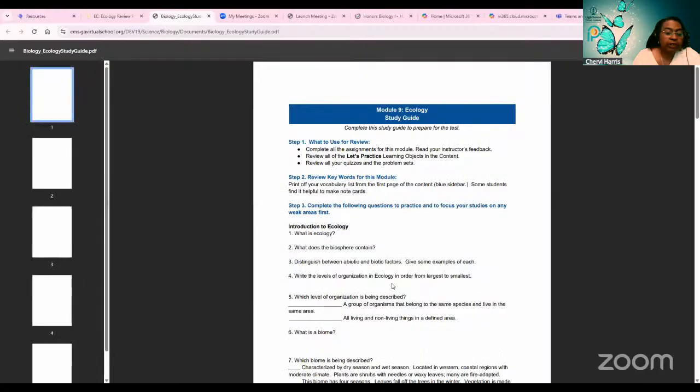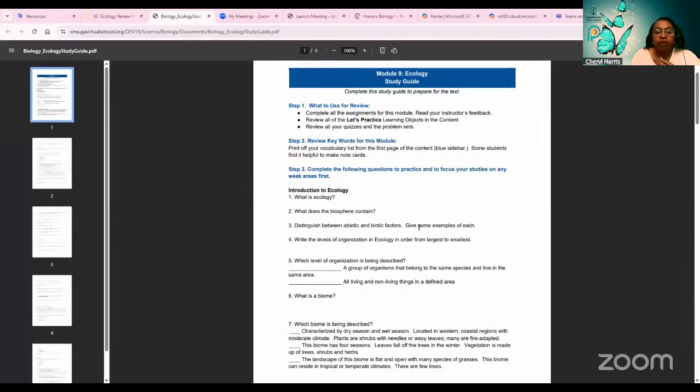I'm not going to do this one as a graded assignment, but I do have another worksheet for you to do as a graded assignment. But I do want you to spend a few minutes to work on these. We want to look at what is ecology, what is a biosphere. You do need to be familiar with the terms abiotic and biotic factors. So we want to make sure that we at least get through those.